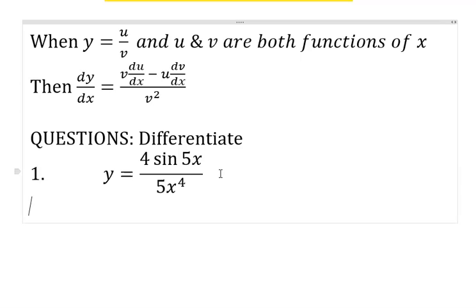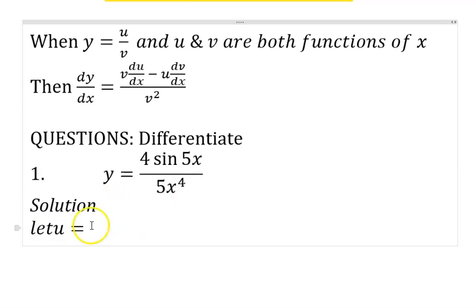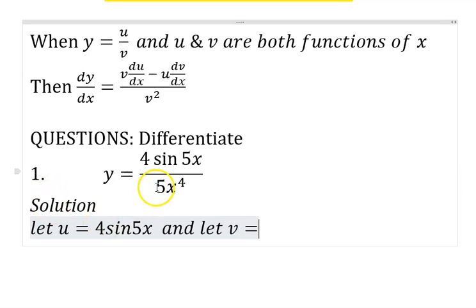Awesome. So let's see the solution. Because what you have up is u and what you have down is v, let u equal 4 sine 5x and let v equal 5x raised to power 4.